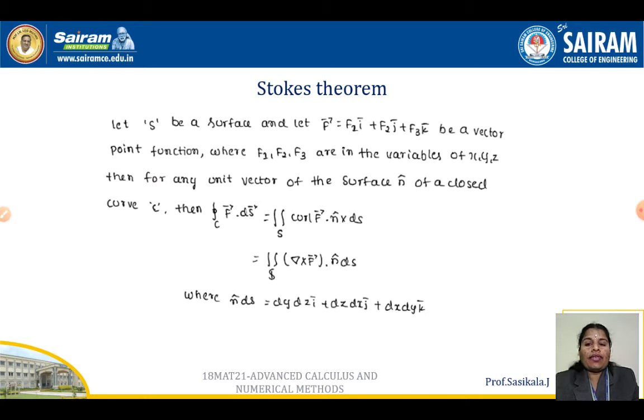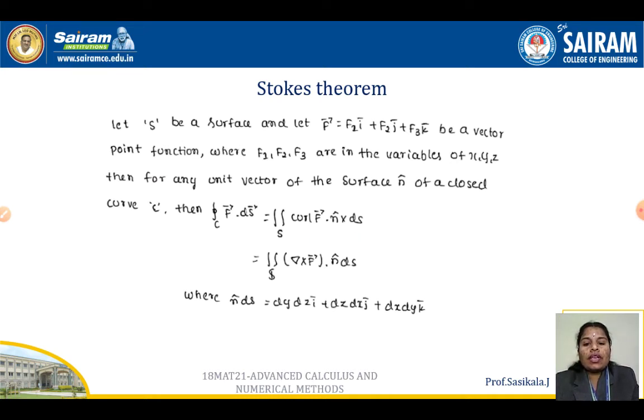Let S be a surface and let F vector equal F1 i vector plus F2 j vector plus F3 k vector be a vector point function, where F1, F2, F3 are functions of the variables x, y, z. Then for any unit normal vector n cap of the surface bounded by a closed curve C, the closed curve integral of F vector dot dS vector is equal to the double integral over S of curl of F vector dot n cap dS. Okay, n cap dS.